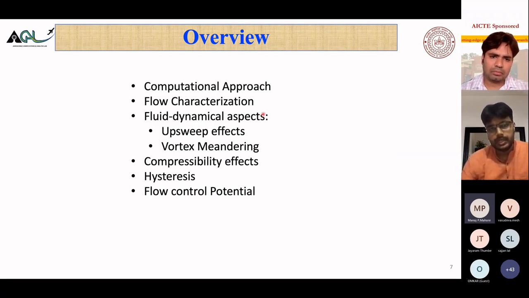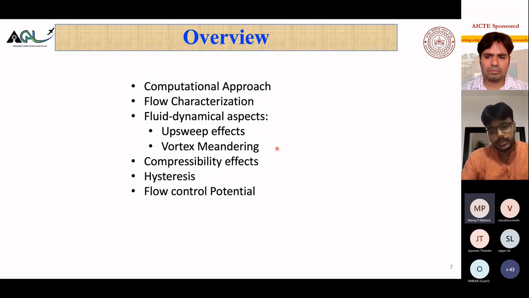Then I'll talk about the characterization of the flow: how to characterize this kind of flow, different kinds of fluid dynamical aspects. For example, what happens if you increase the upsweep angle? Different aircraft have different upsweep angles, so you would expect the separation will be different and the vortex structure will be different. I'll talk about that, and how the vortex meanders behind the aircraft.